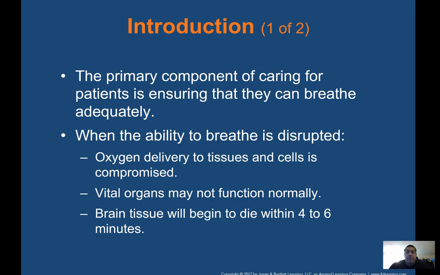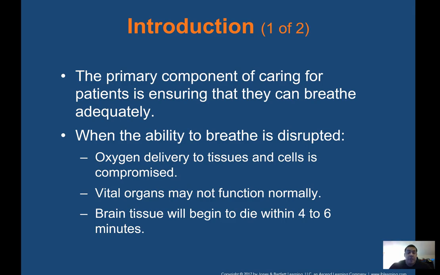A primary component of caring for patients is ensuring that they can breathe adequately. First thing you do when you come on scene, part of your primary assessment, is making sure they have an airway. Make sure it's open and make sure that they can breathe. When the ability to breathe is disrupted, oxygen delivery to tissues and cells is compromised. Vital organs may not function normally. Brain tissue will begin to die within 4 to 6 minutes.